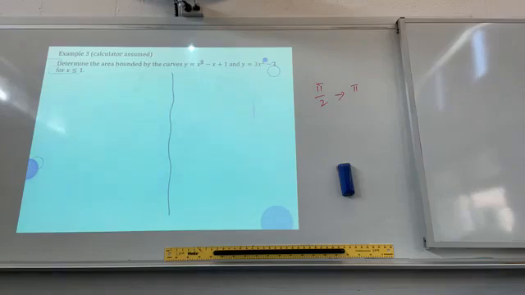Next, this is calculator assumed. Determine the area bounded by the curves y equals x cubed minus x plus 1 and y equals 3x squared minus 2. Now, before you even start looking at your ClassPad, what is the first step? What would your first step be?